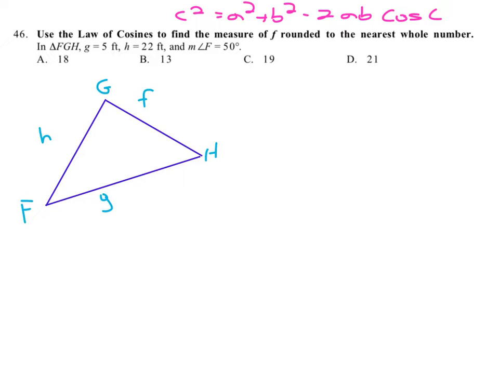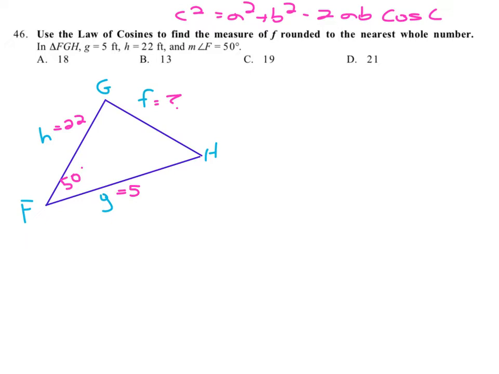So let's write in what we know. We know that h is 22 feet. Put the feet on later. We know that g is 5 feet. We know that angle F is 50 degrees. And what they're asking for is find the measure of F. F equals what? So as you can see, we've got 3 sides and an angle. When I say we have 3 sides and an angle, we actually don't have the third side, but we're using it in our problem. So that's what I mean by having it. We have to use it.